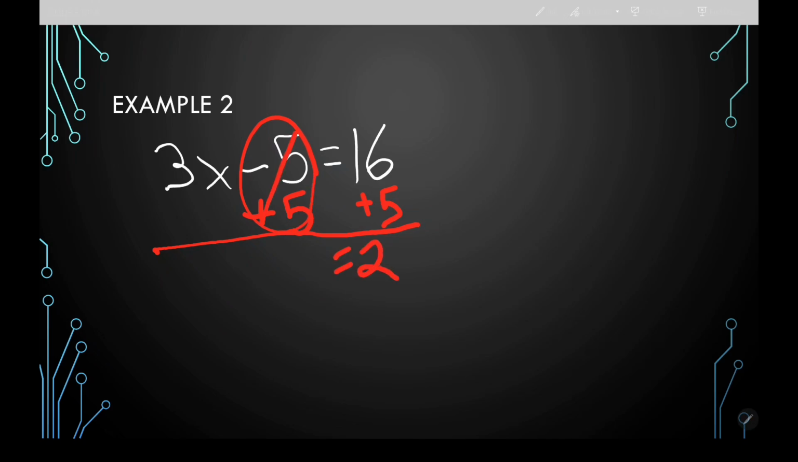So we have negative 5 plus 5 gives us 0. 16 plus 5 gives us 21. And then we're going to go ahead and drop our 3x. Now we have 3 times x equals 21. The inverse of multiplication is division. So we're going to go ahead and divide both sides by 3. 3 divided by 3 is 1. So we have x is equal to, and 21 divided by 3 is 7. So x is equal to 7.